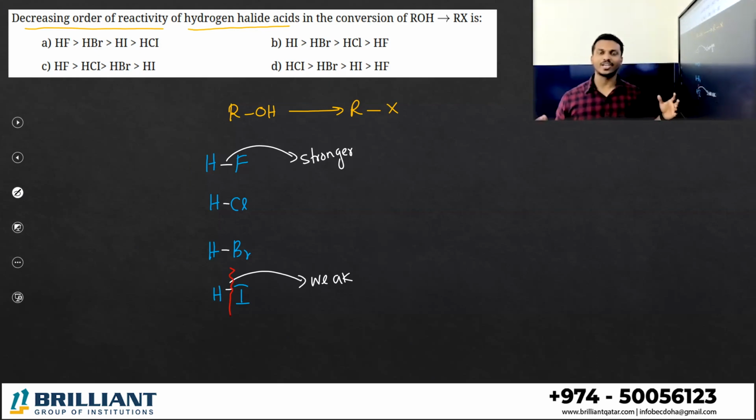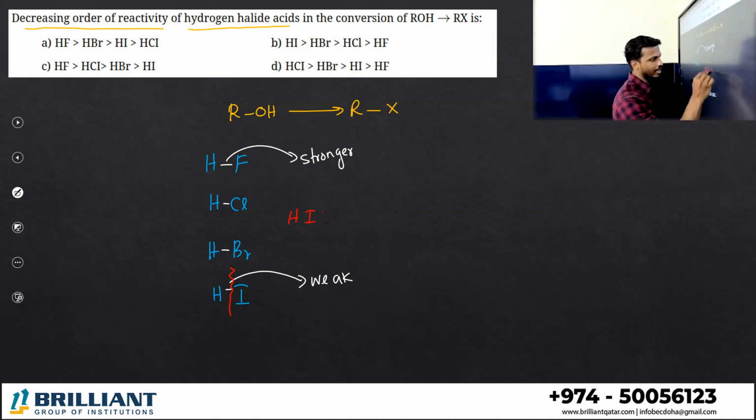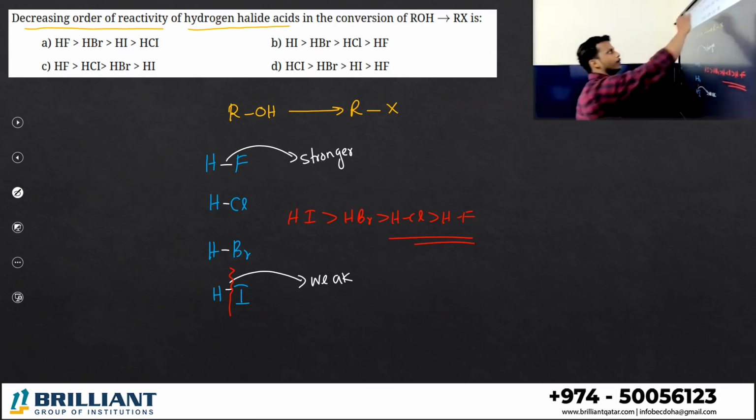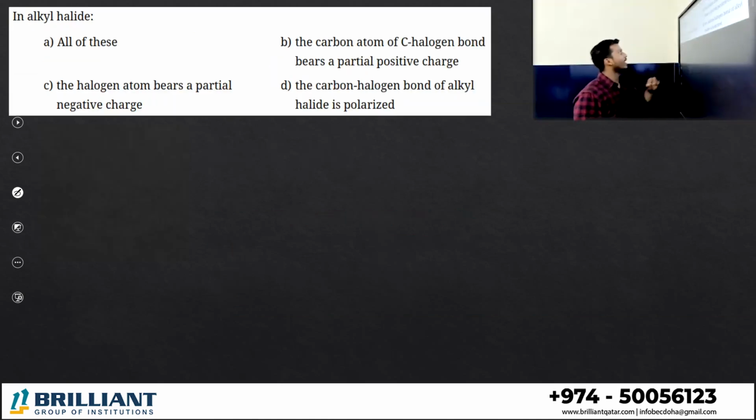So it can undergo reaction faster. Among hydrogen halides, HI is more reactive towards most reactions because the bond is weaker. So the reactivity order is HI greater than HBr greater than HCl greater than HF. The answer is option B. Correct. Down the group, reactivity increases. Next question. In alkyl halide, they have given so many statements.